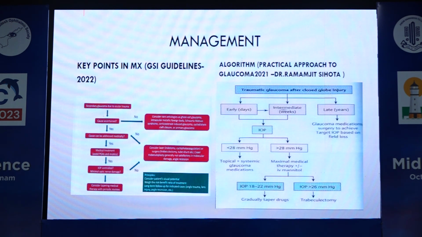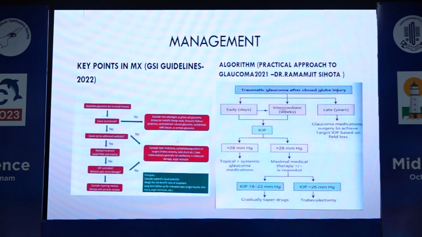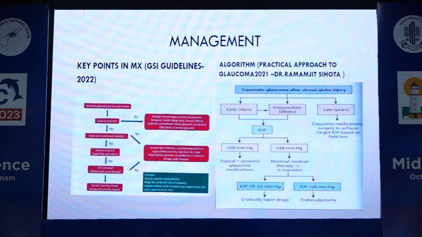In the early days and intermediate period, IOP has to be checked, and if the cutoff is less than 28, you have to go for topical and systemic glaucoma medication based on the patient's comorbidities and any other contraindications. If it is more than 28 millimeters of mercury, you have to go for maximally tolerable medical therapy, which includes parenteral and oral hyperosmotic agents and carbonic anhydrase inhibitors. Even with this, if the IOP remains high, more than 26, we have to go for alternate procedures, surgical interventions like trabeculectomy.